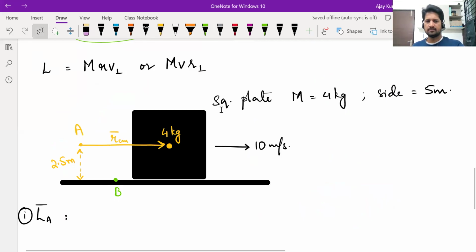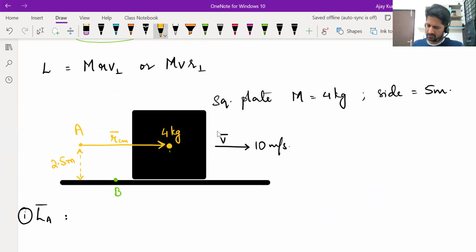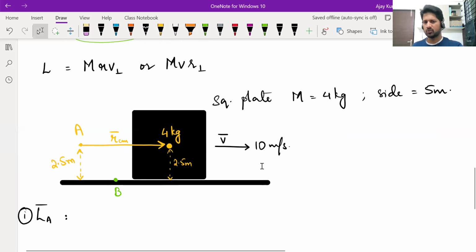Rishi, is this clear? Yes, sir. Now you can see its velocity vector, velocity 10 meters per second, is to the right. The position vector is also exactly to the right because 2.5 meters is exactly half the side of the square plate. So this height is also 2.5 meters only. Therefore, that position vector is horizontal, velocity vector is horizontal. They're both in the same direction. Rishi, tell me, what is the cross product of two vectors which are in the same direction?